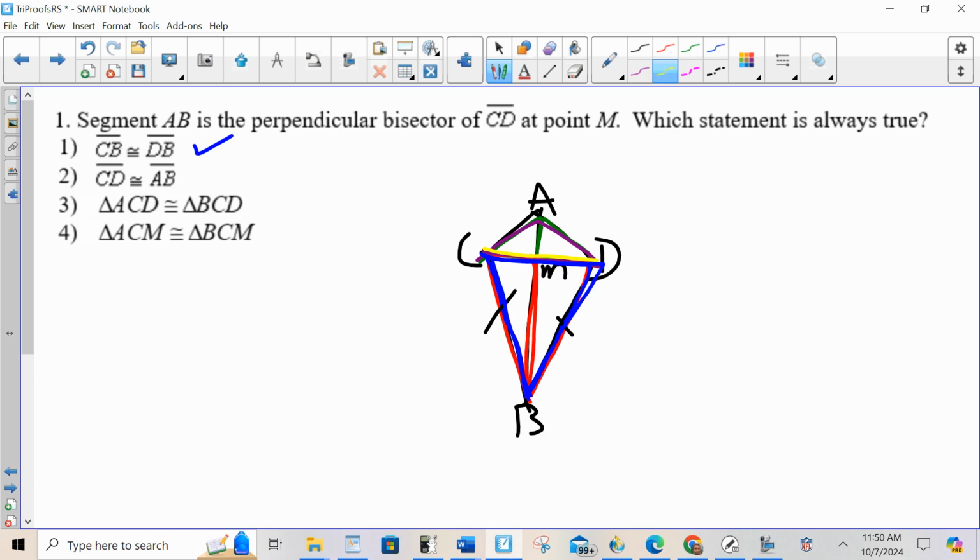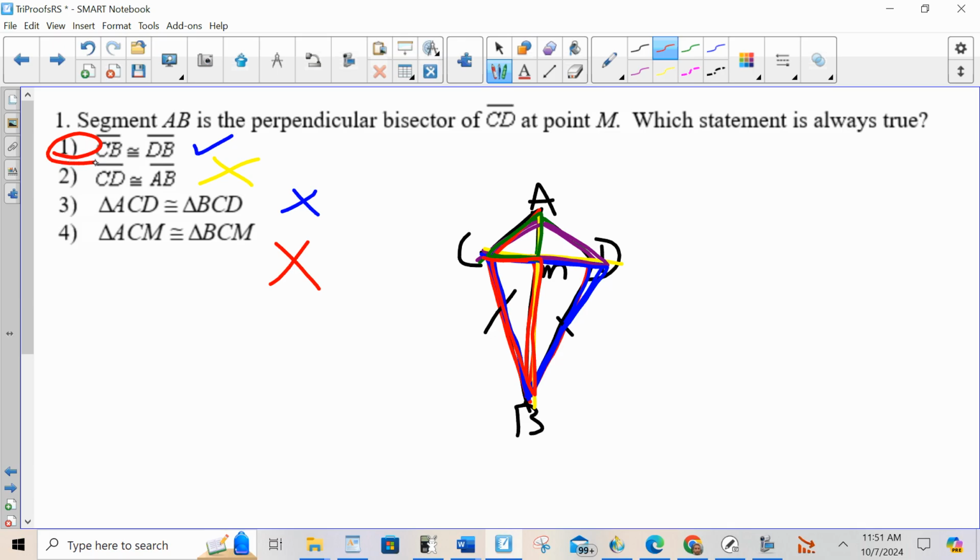CD, AB. No, there's no reason to believe those are the same. As you can see in my picture, they're definitely not the same. Triangle ACD, so ACD is the purple triangle, is congruent to BCD, the blue triangle. No, they're both isosceles, but I don't know that they're congruent. And ACM, one of the green triangles, is congruent to BCM, one of the red triangles. No, that green and red are not the same. Choice one is the answer.